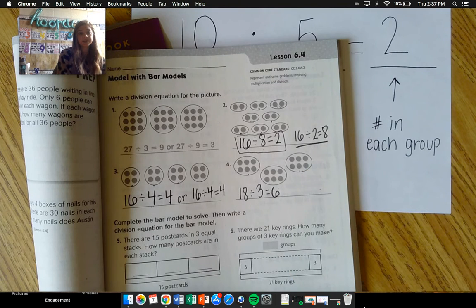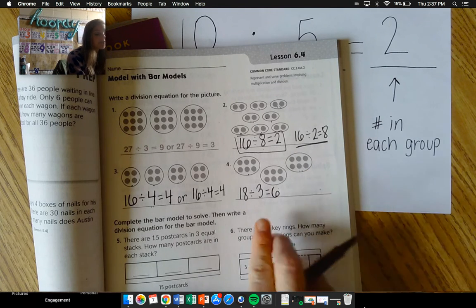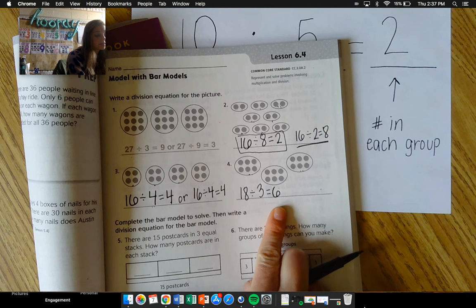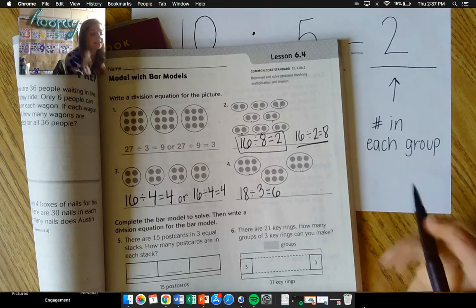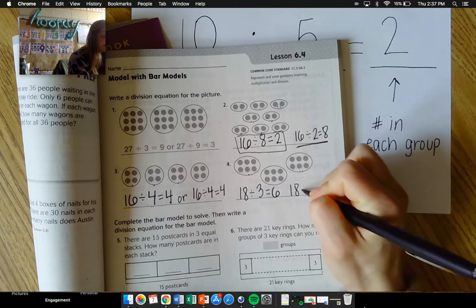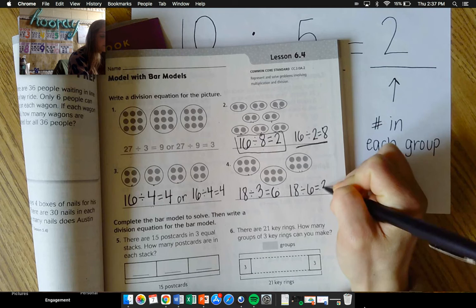If we wanted to write the related fact, we can flip-flop the 3 and the 6 around. Because 3 times 6 equals 18, but 6 times 3 also equals 18. So we can do 18 divided by 6 equals 3 for the related fact.